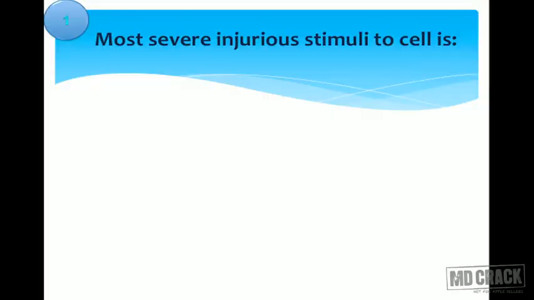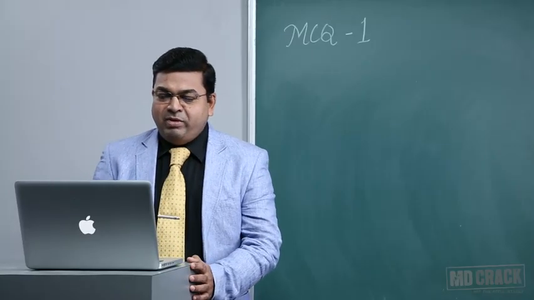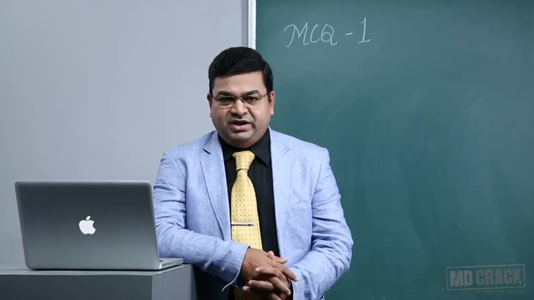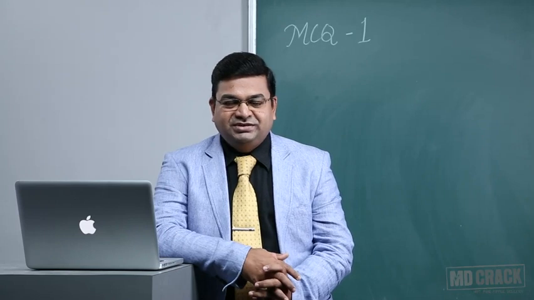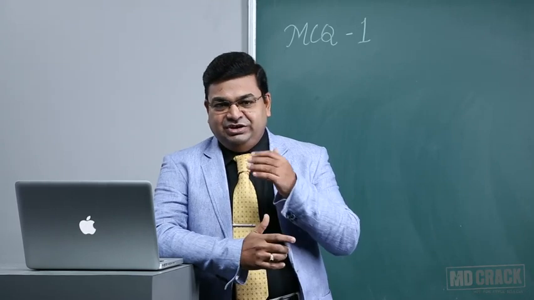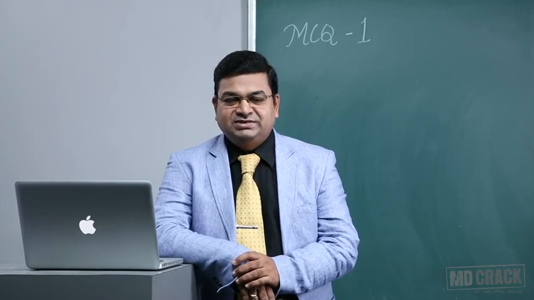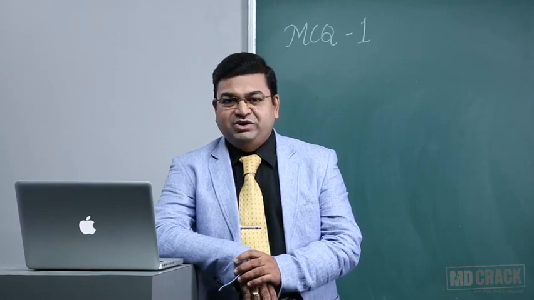This question is: most severe injurious stimulus to cell is? Options: hypoxia, ischemia, bacterial infection, vitamin deficiencies. So which is the most severe injurious stimulus? If you go back and see the injurious stimuli to the cell, I have discussed in the cell injury chapter. Big ponic, that is the mnemonic I have made. So many bacterial infections can cause, immunological reactions can cause, even autoimmune disorders can cause, hypoxia, ischemia. Yes, in fact, all of these are the injurious stimuli to the cells. But which is most severe, you have to answer.